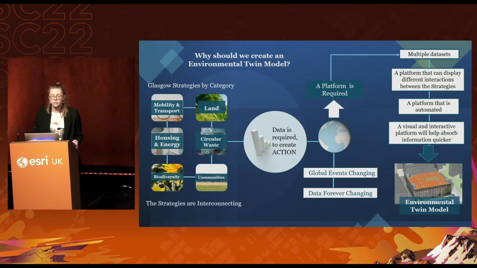However, data is forever changing, and so are global events. In 2019, we declared an ecological and climate emergency. In 2020, we faced a global pandemic. In 2022, geopolitical issues, changes within our UK government, and now we are facing an energy and food crisis. 2023 is an unknown variable. Anything could happen, and we must be prepared for the unknown. In 2030, Glasgow, like many other cities around the world, plan to be net zero.